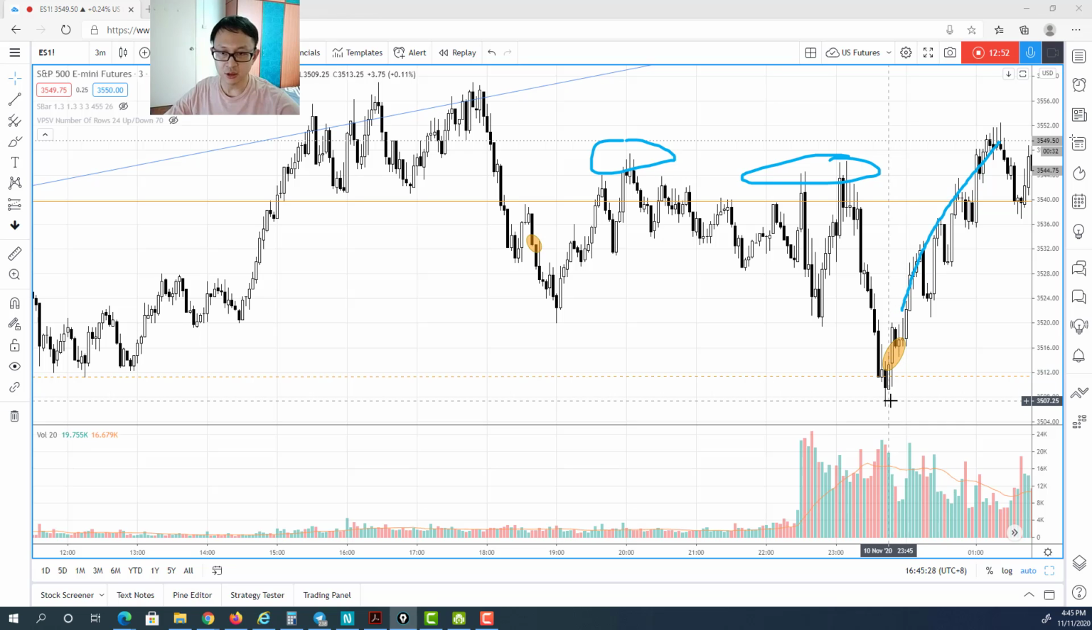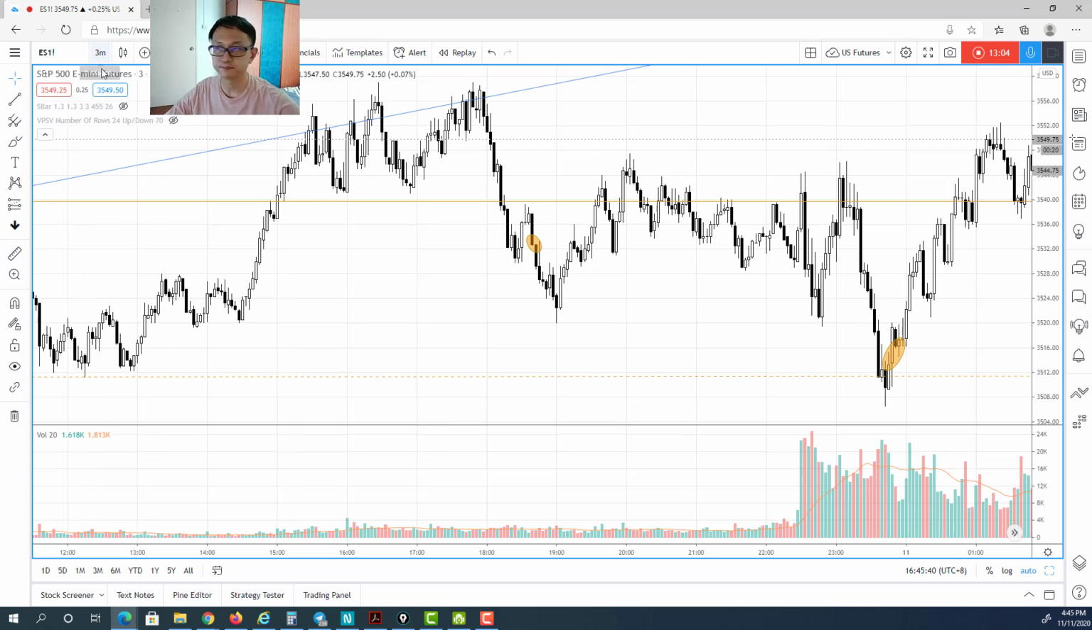And by the way, I did not take this false breakout because it's quite late at my time zone, about 11:50 p.m. at my time zone. So definitely no trade for me for yesterday's session.